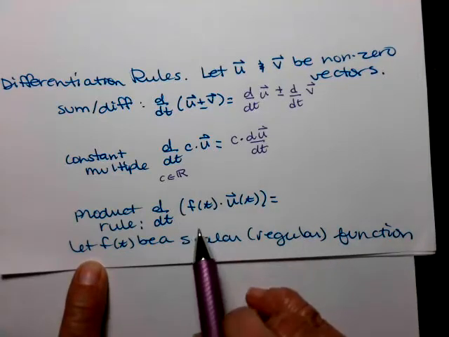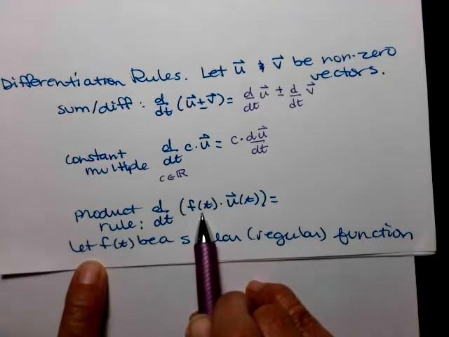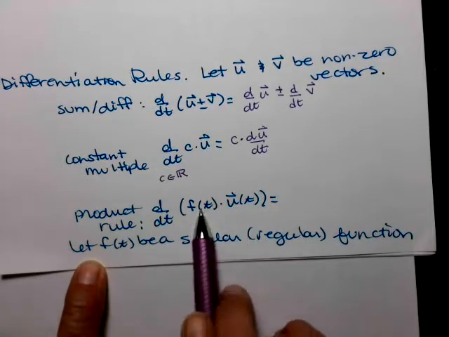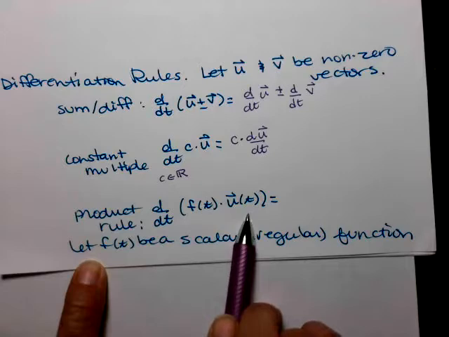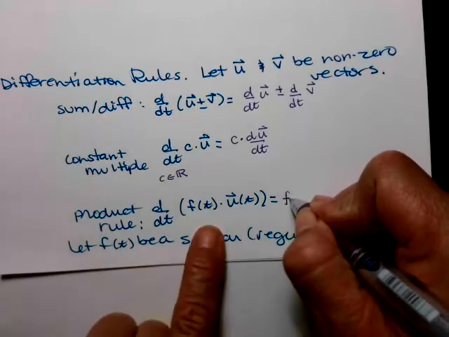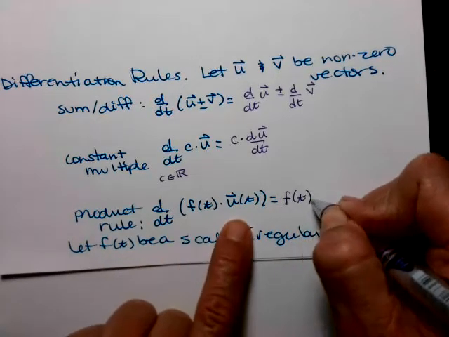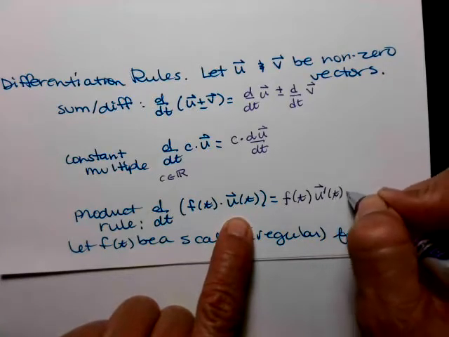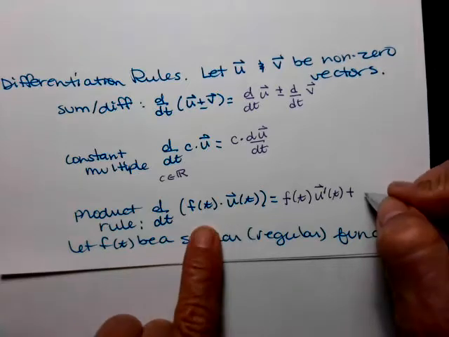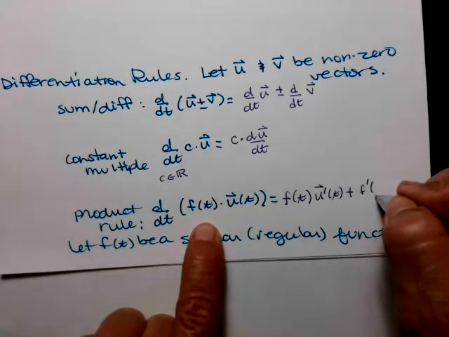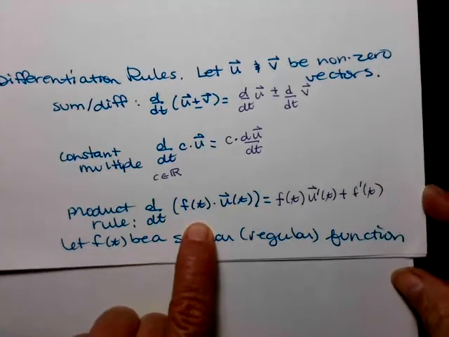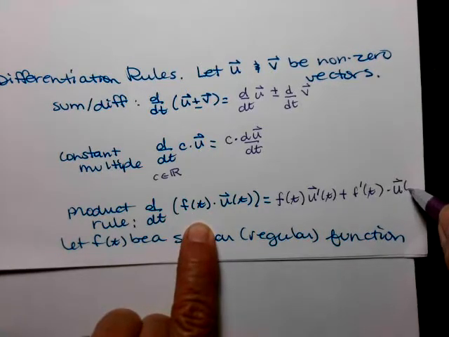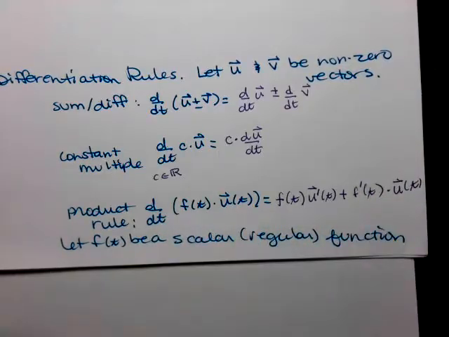If I have that scalar function times our vector function, and I want to take the derivative, it's going to be our standard product rule. So it'll be the first, our regular function, times the derivative of the vector function, plus the other way: the derivative of the scalar function times the vector function. Okay. And then you would combine your like terms.